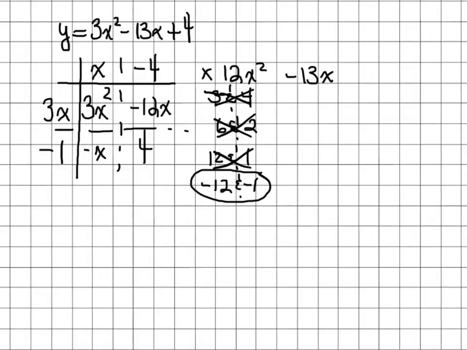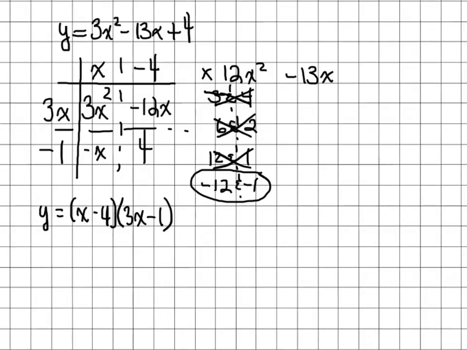So now this is where we do our little check. 3x times x is 3x squared. 3x times minus 4 is minus 12x. Negative 1 times x is negative x, and negative 1 times negative 4 is 4. It works, so we know this is correct. So we have y equals x minus 4 times 3x minus 1. So this we know works.